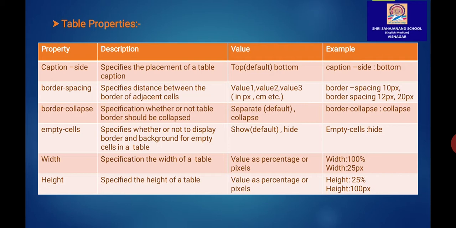border-collapse: collapse. Now next one is empty cells. It specifies whether or not to display borders and background for empty cells in a table. So one is a show value, and the second one is hide. For example, define in a program empty-cells: hide. Next one is width. It specifies the width of the table. We can define a value as a percentage or in pixels. For example, width: 100% and width: 25px.